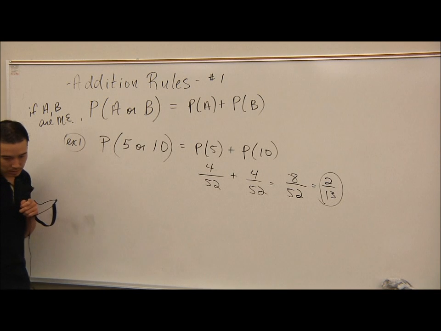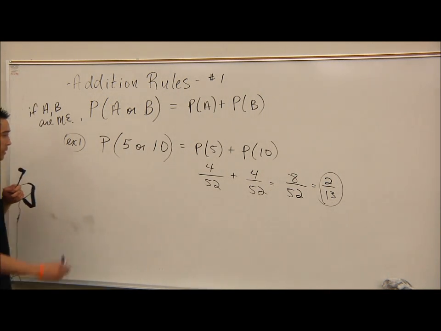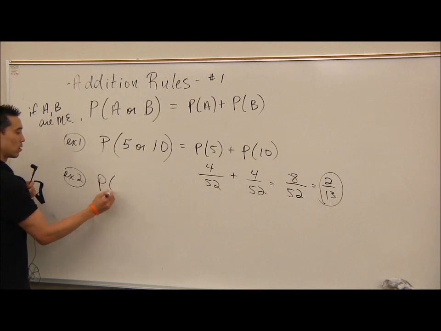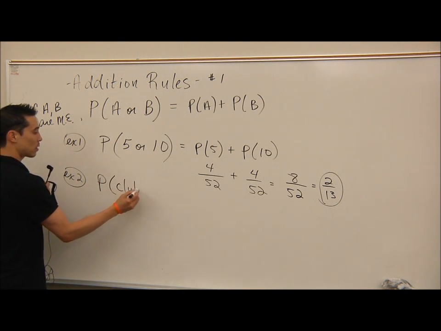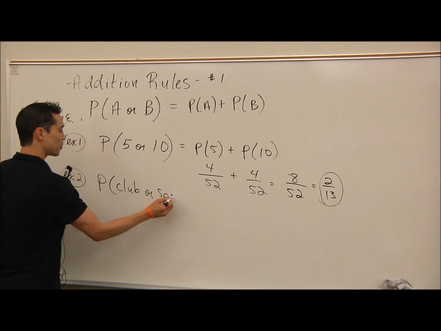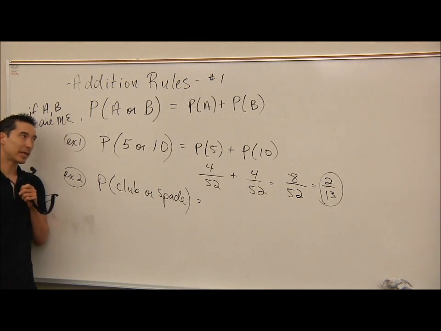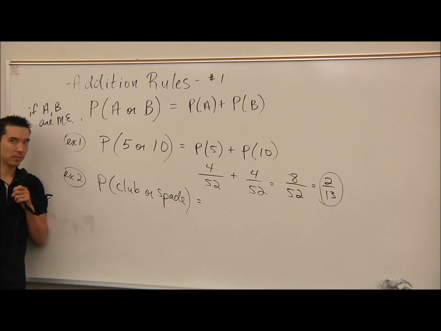Okay, great. Let's do a club or a spade. So example number 2. I draw a single card from a deck of cards. What is the probability of drawing a club or a spade? These are mutually exclusive events, so I can use addition rule number 1.